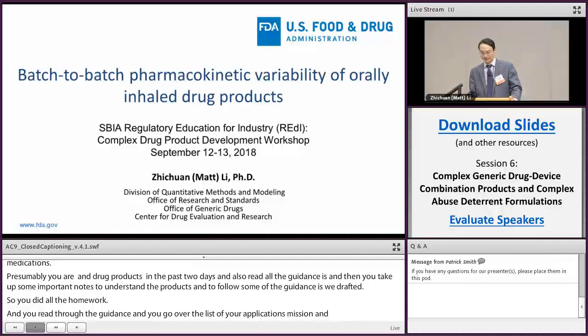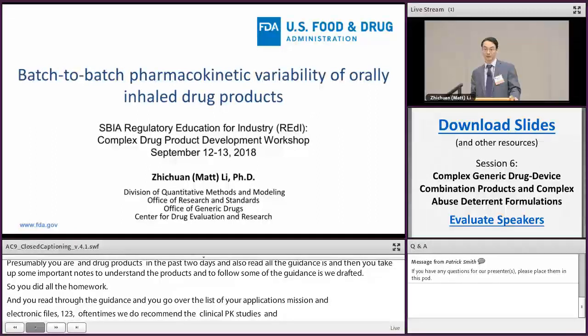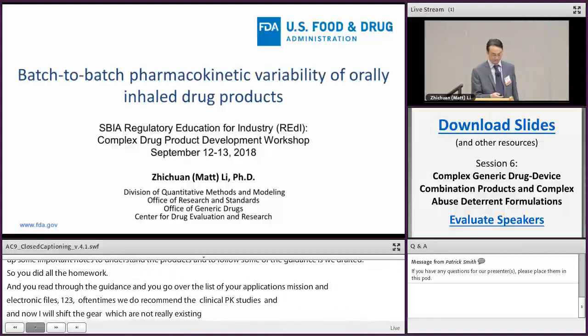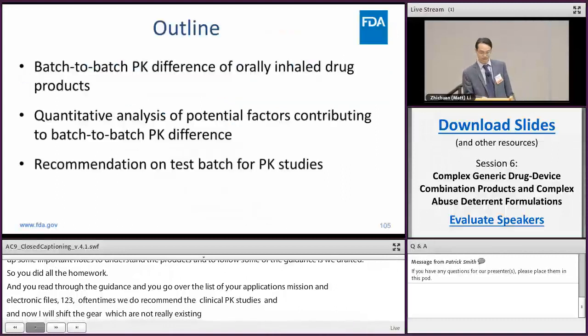And so now I'm going to shift the gear just to talk about something which is not really existing in our product-specific guidances for the orally inhaled drug products. And the topic is batch-to-batch PK variability. So here is an outline of my talk.